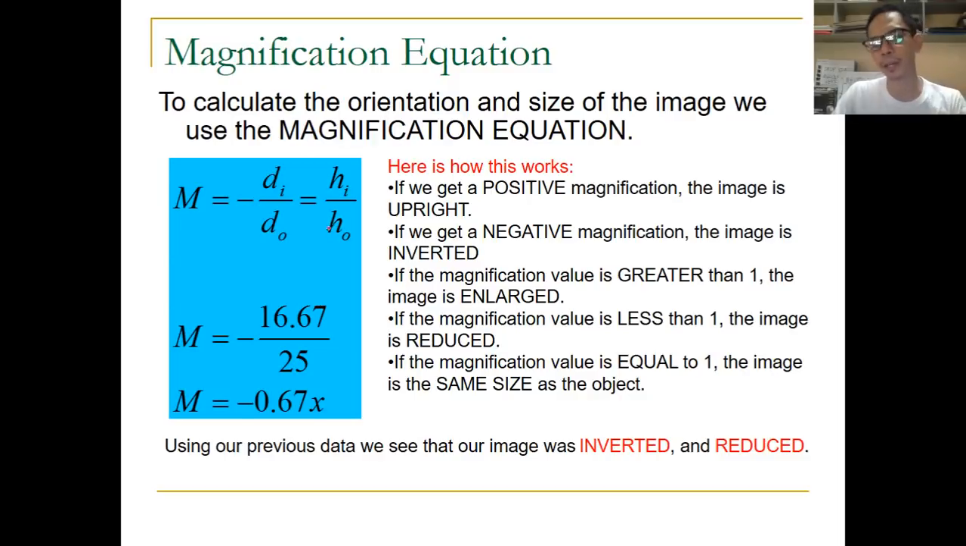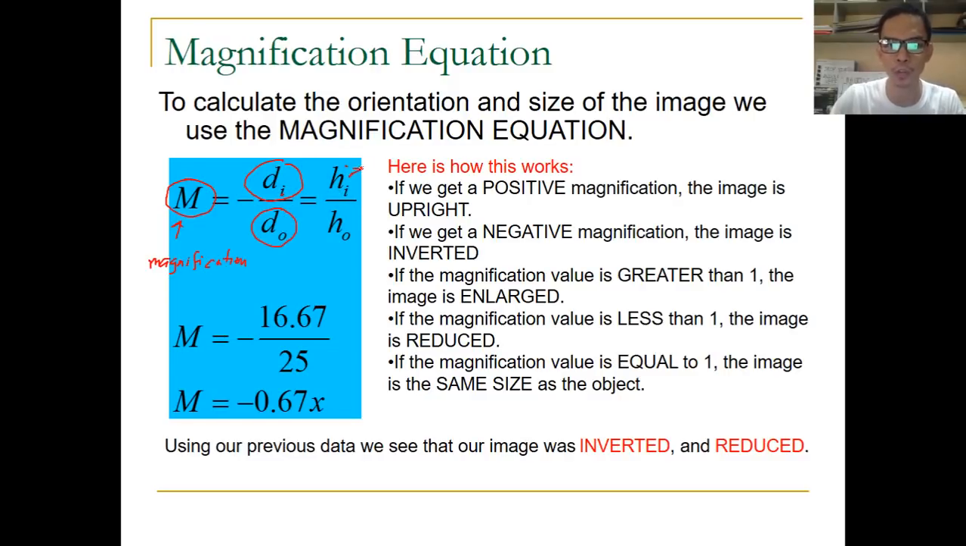Now, in this particular equation, we will compute for M, which is the magnification. So magnification is the capital M. D sub I is still the distance of the image, and D sub O is the distance of the object.